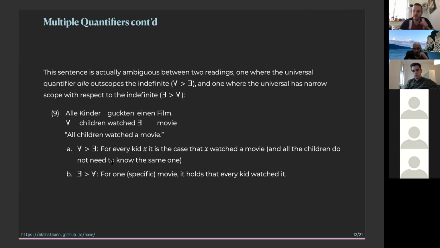And the other interpretation of the sentence is in 9a here, where the universal has wide scope over the existential, and the meaning of that sentence is, for every kid X, it is the case that X watched a movie, but all children might have watched a different movie, right? So kid A might have watched Titanic, kid B might have watched, whatever, Teletubbies the movie, this sort of stuff.